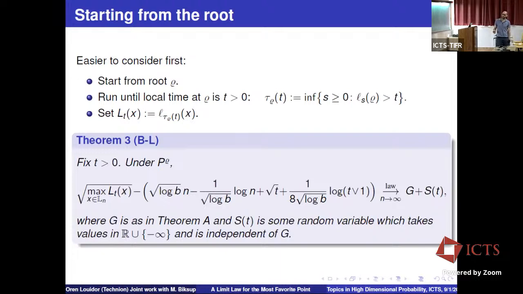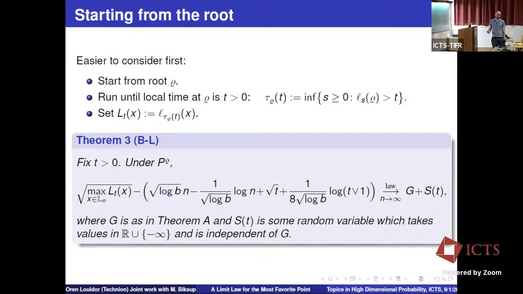What if you do that? If you look at the maximal local time in this setup, things of course will depend on t, because it really depends on how long you run the walk for. Here's what you get. Notice that it's quite similar to what you got before. Before we got these two terms, and now there's this additional expression that depends on t. The convergence is still to the same Gumbel, but now the shift is slightly different. The shift depends on t.